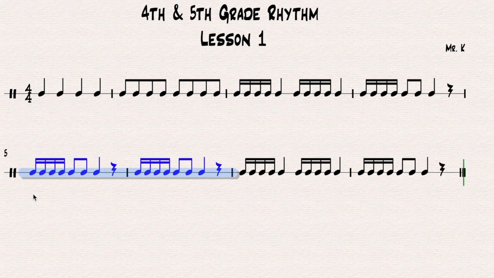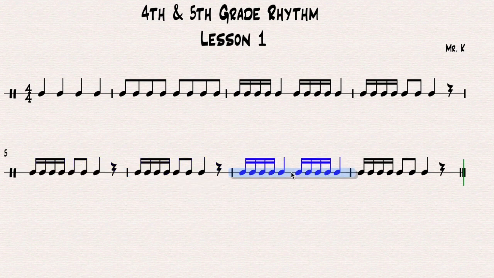Let's do that one more time. Ready? This time focus on the rests. Ready and count. 1 E and a 2 and 3. 1 E and a 2 and 3.